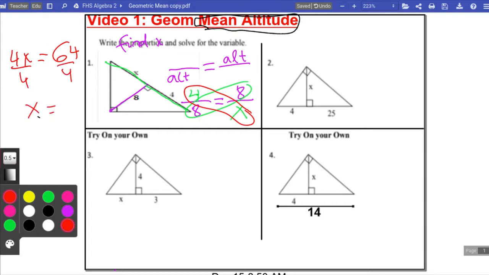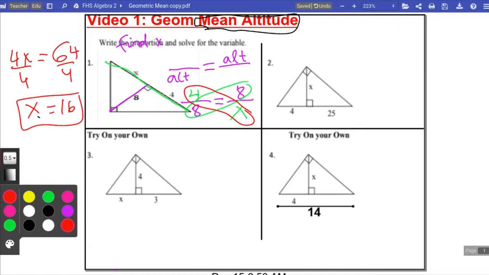What is 64 divided by 4? It is 16. That's it. You figure out the value of x on the other side is 16. Although it's not drawn to scale, so don't say, well, 16 is too big. Just go with this.